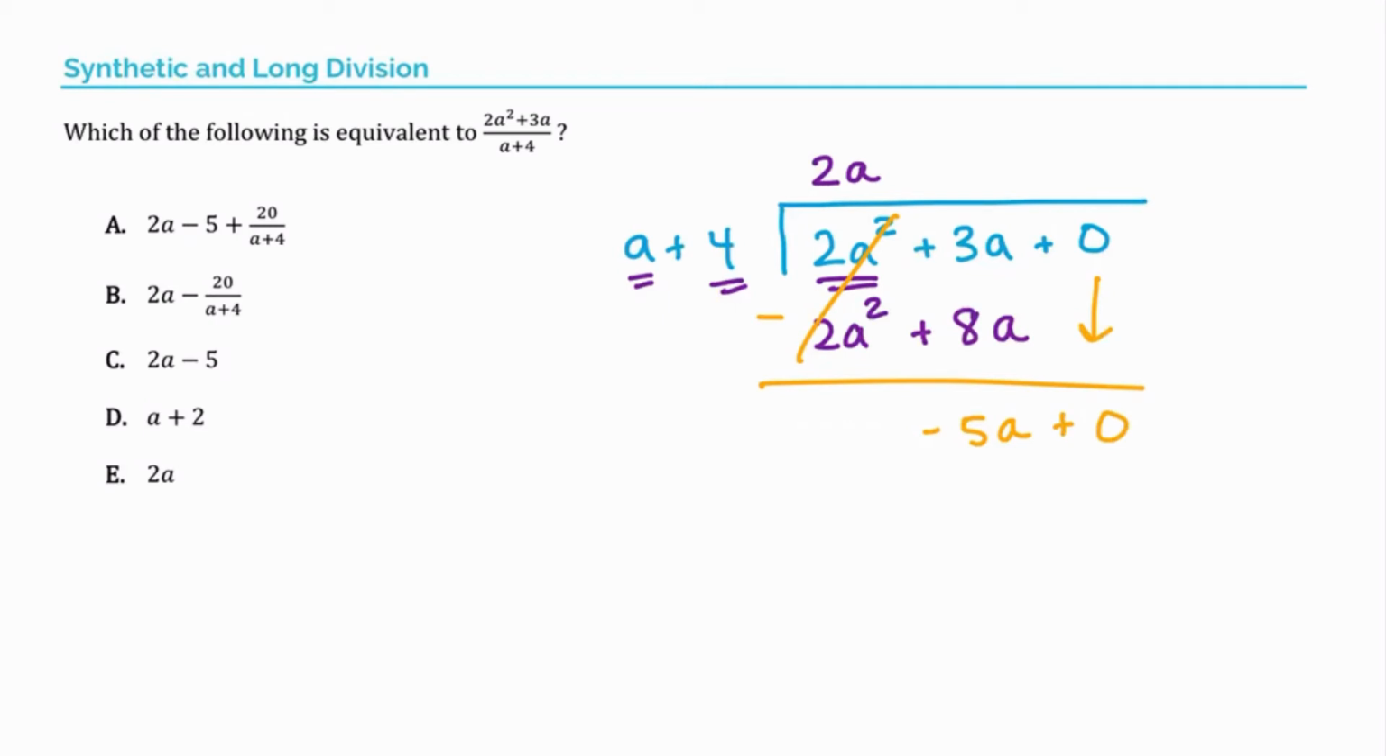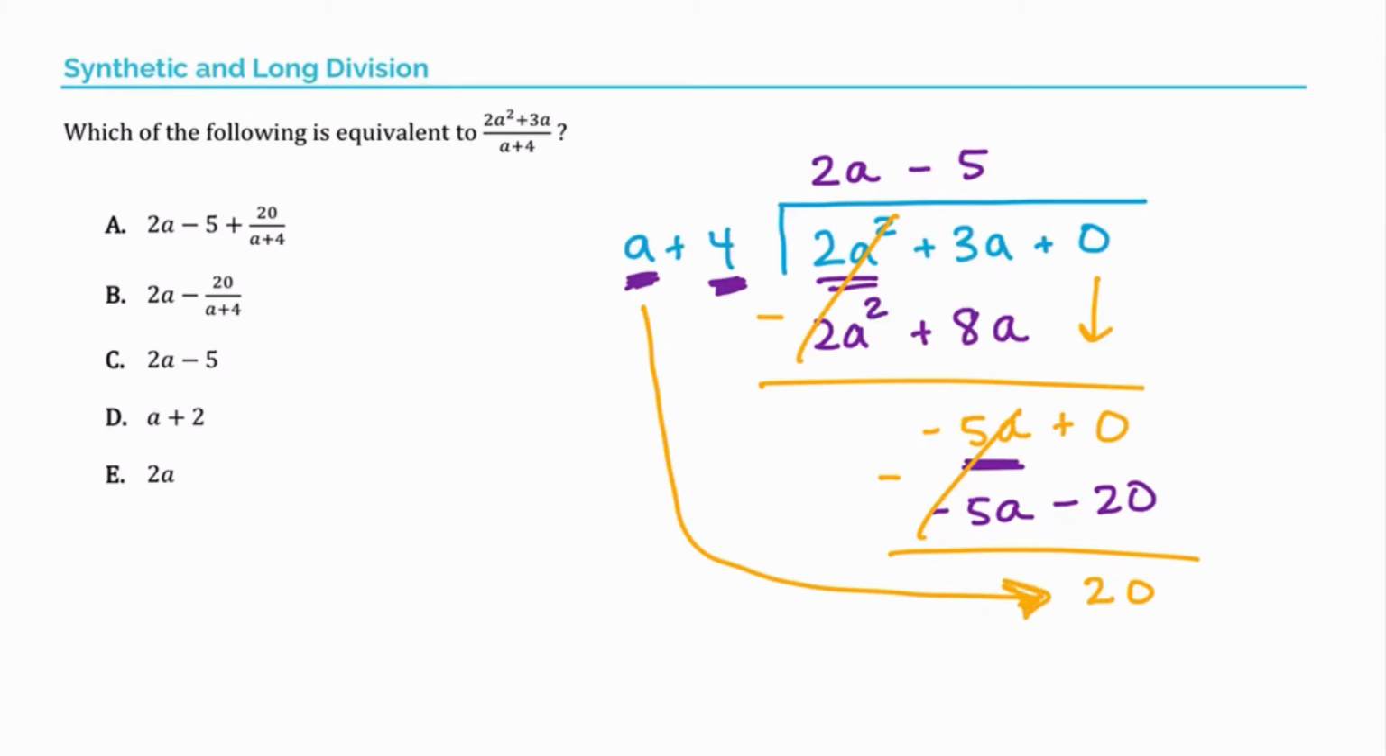So now we're going to do those same steps again. A goes into negative 5a, negative 5 times. Negative 5 times a is negative 5a. Negative 5 times positive 4 is minus 20. Let's do our subtraction again. Negative 5a minus negative 5a turns into negative 5a plus 5a. They cancel. 0 minus negative 20 turns into positive 20. And then because a cannot go into 20, we are done, and 20 is our remainder.